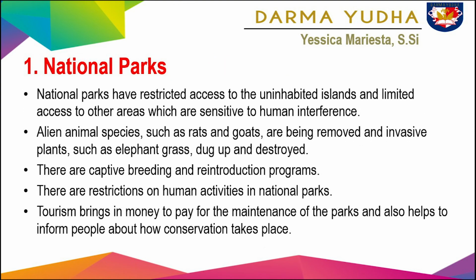The first one is national parks. National parks have restricted access to the uninhabited islands and limited access to other areas which are sensitive to human interference. Alien animal species such as rats and goats are being removed, and invasive plants such as elephant grass are dug up and destroyed.